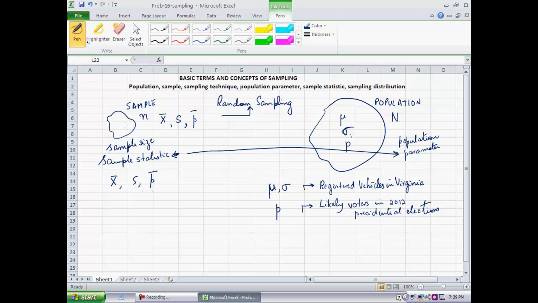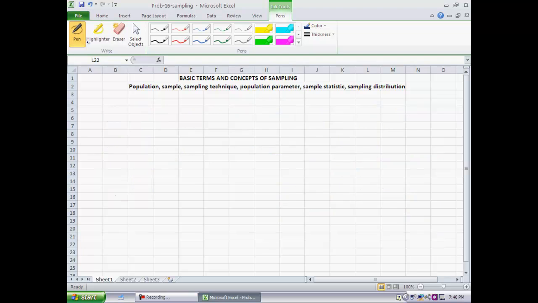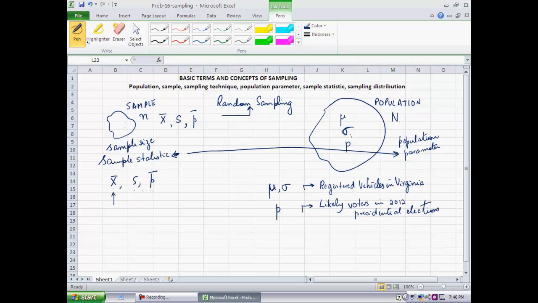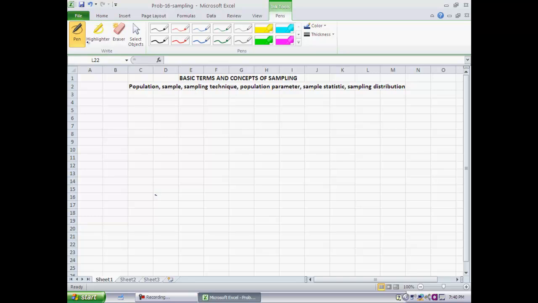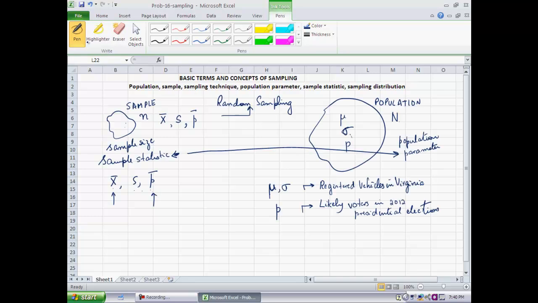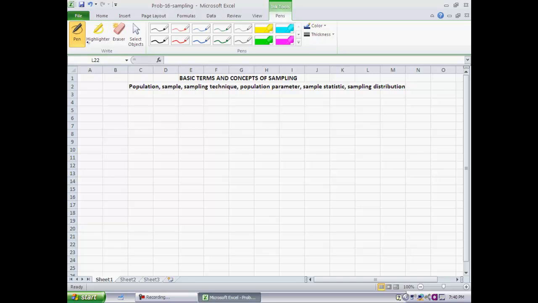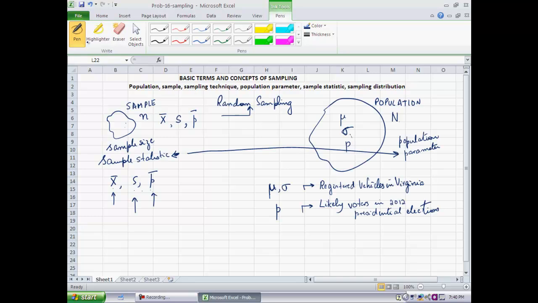Now you know that anything that's a random variable, so the sample mean, the sample standard deviation, and the sample proportion, these are all random variables. Any random variable has a distribution. The distribution of a sample statistic is what is called a sampling distribution. Hence we have a sampling distribution for the sample mean, a sampling distribution for the sample proportion, and as you will see later, a sampling distribution of the sample variance, not of the standard deviation, but you know that the two are related.